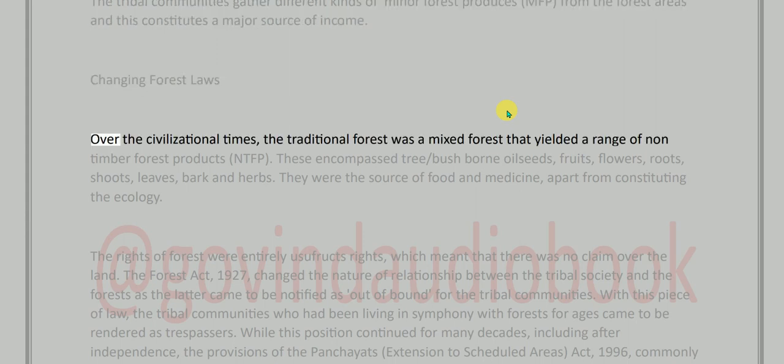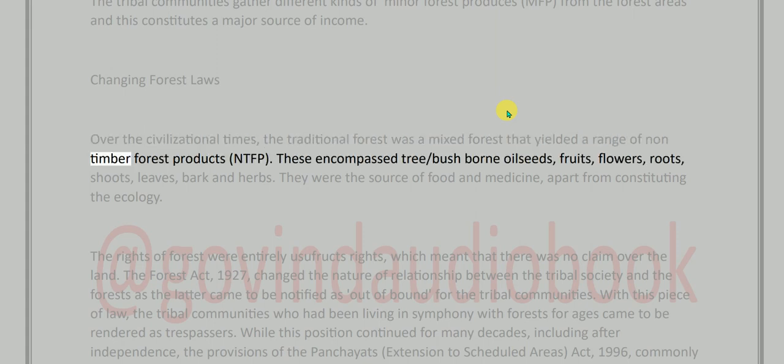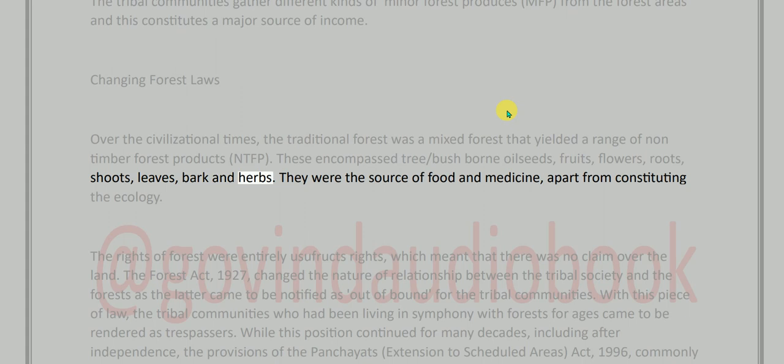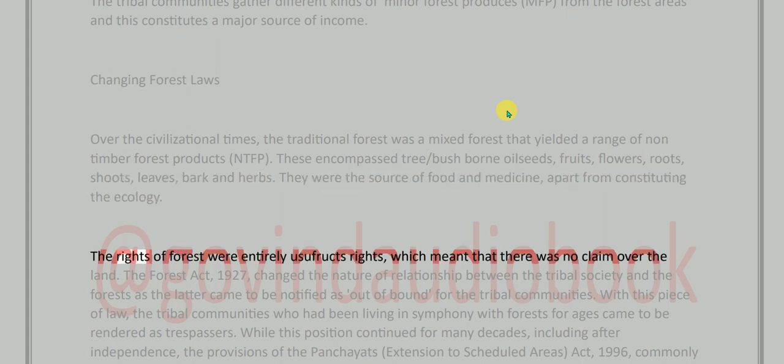Changing forest laws. Over civilizational times, the traditional forest was a mixed forest that yielded a range of non-timber forest products, NTFP. These encompassed tree and bush-borne oilseeds, fruits, flowers, roots, shoots, leaves, bark and herbs. They were the source of food and medicine, apart from constituting the ecology. The rights over forest were entirely usufruct rights, which meant that there was no claim over the land.